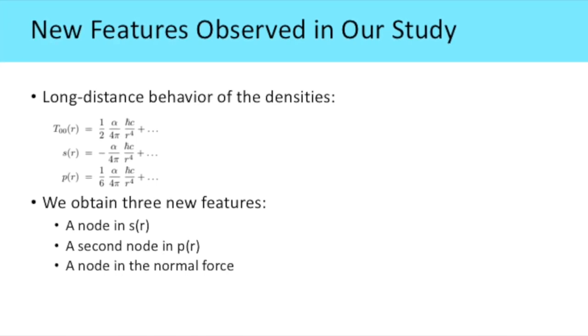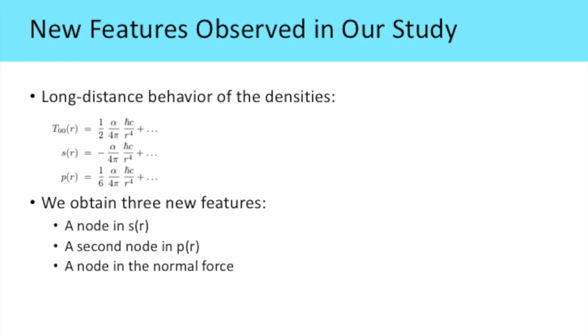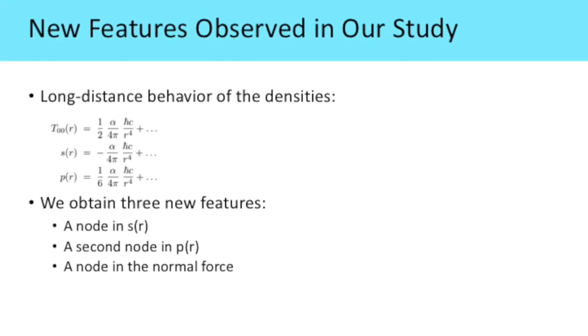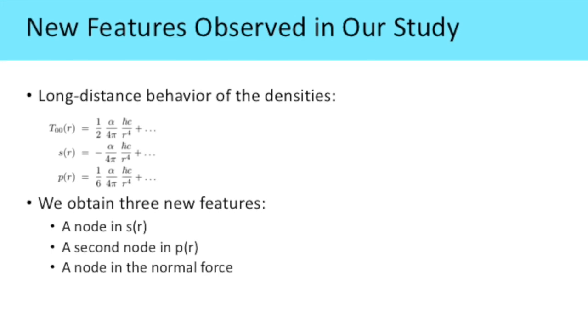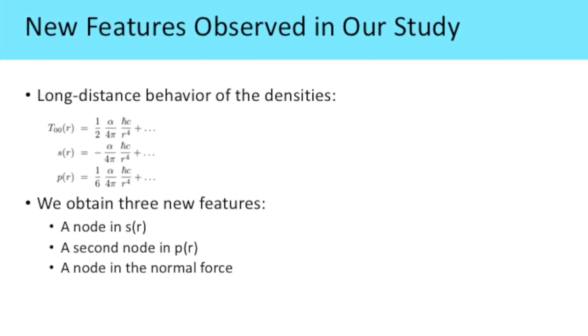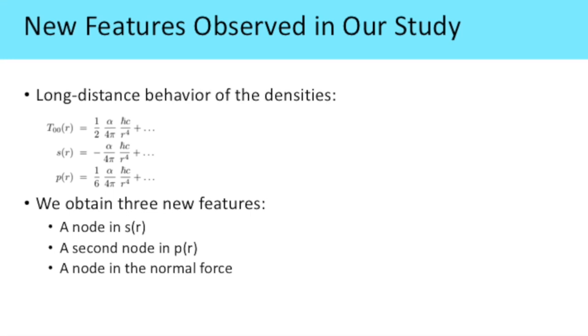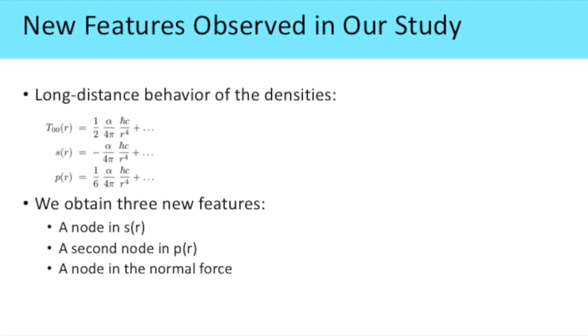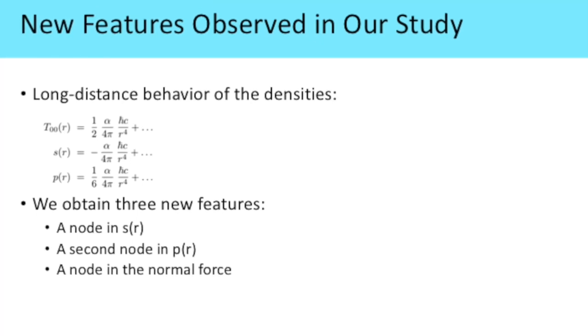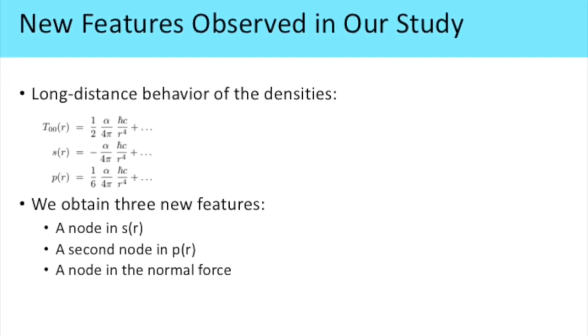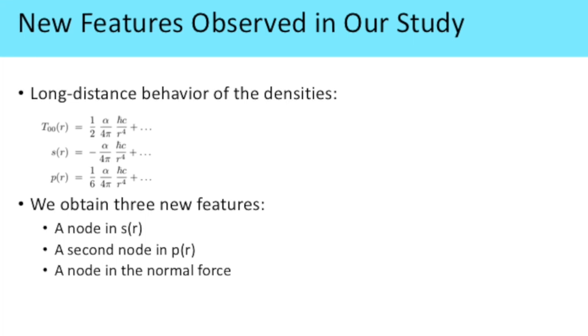Previously, we saw that P of R obeyed the expected pattern, positive P of R in the inner region, a single node, and negative pressure in the outer region. However, here we see that P of R is positive at large r. This is because at R equals 2.394 femtometers, the pressure has a second change of sign, in other words, a second node, and then remains positive.